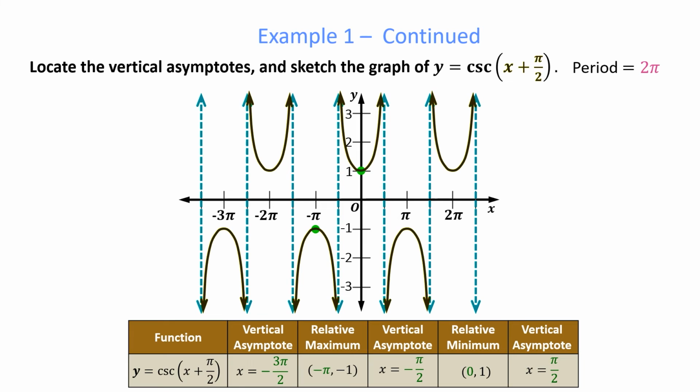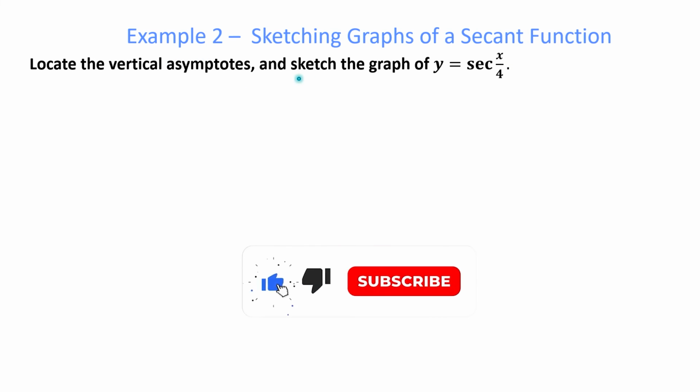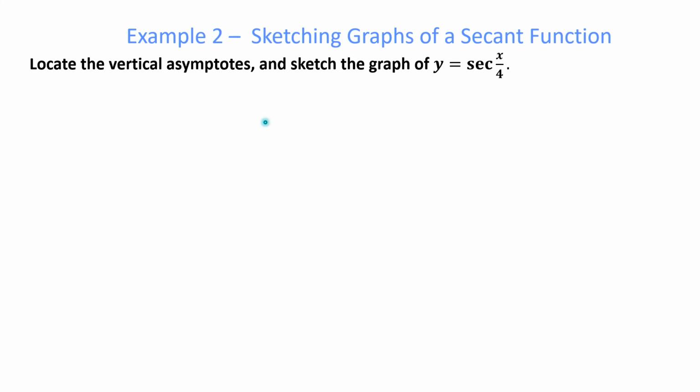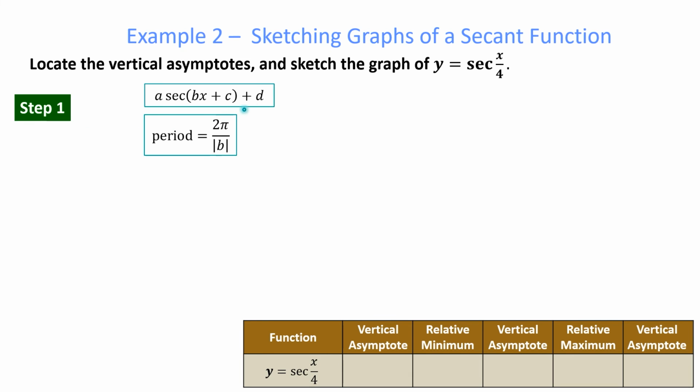So now for example 2, we're asked to locate the vertical asymptotes and sketch the graph of this function, which is a secant function. So again, we'll have our 5 bits of key information that we need to fill in, and then step 1, we'll write down the general form and how to work out the period.